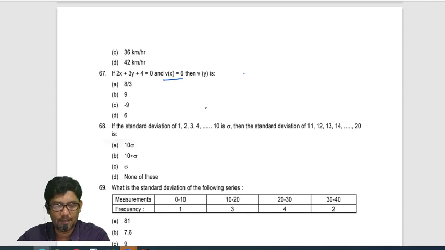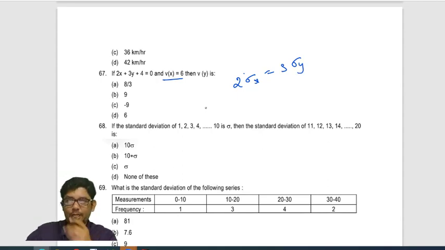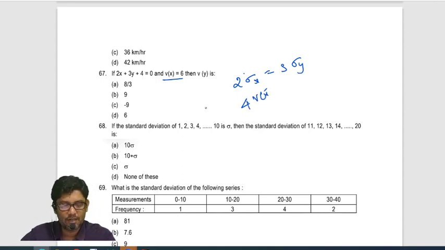What exactly will come? 2 times standard deviation of x is equal to 3 times standard deviation of y. But they ask you to find out variance. So 4 times variance of x is equal to 9 times variance of y. Variance of x is equal to 6. So 24 by 9. What is it? 8 by 3.